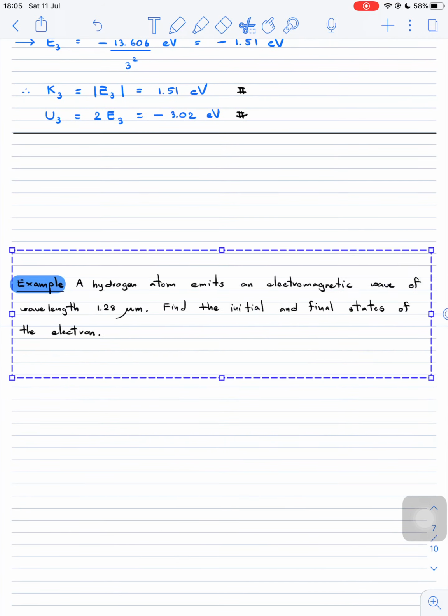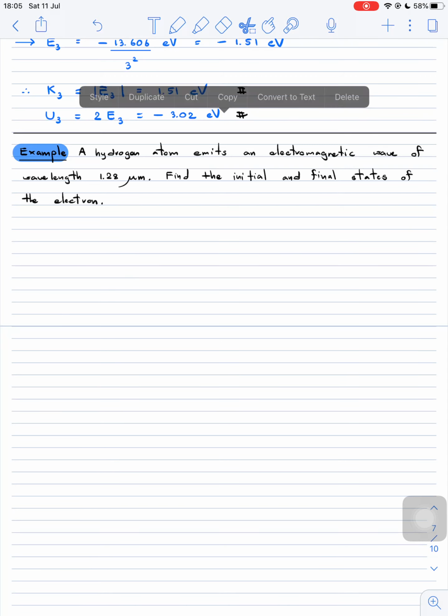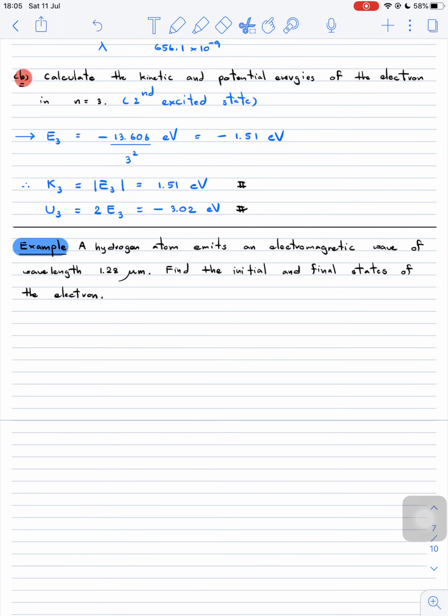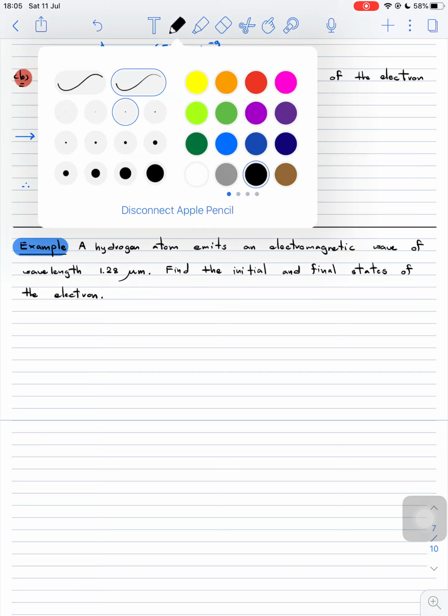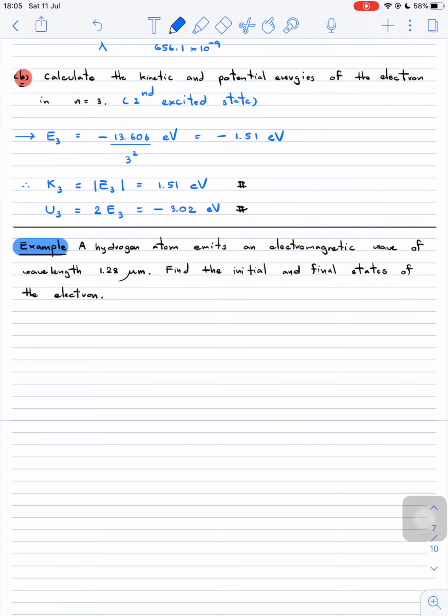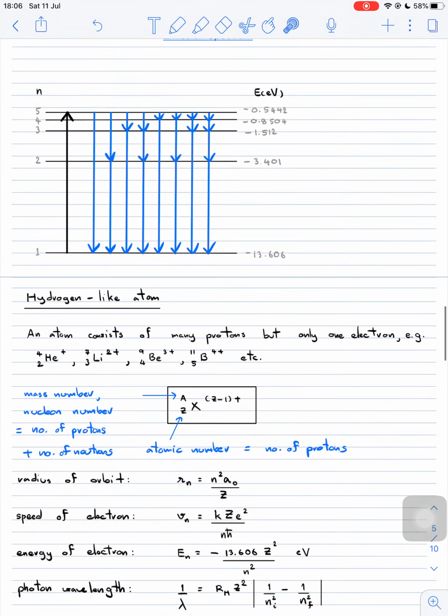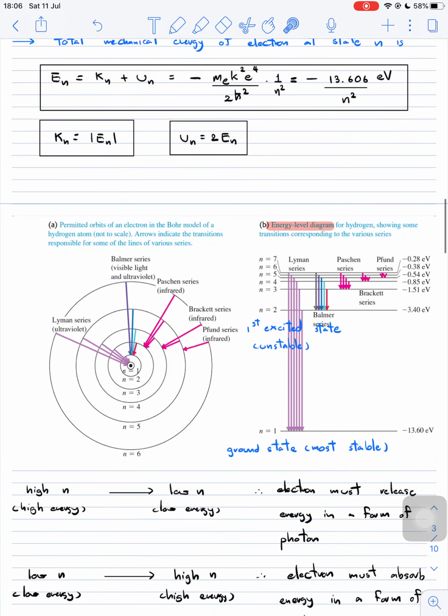The next example. A hydrogen atom emits an electromagnetic wave of wavelength 1.28 micrometers. You can see that this wavelength is in the regime of what? This is infrared. So it can be which series? For the infrared, it can be Paschen, Brackett, and Pfund.